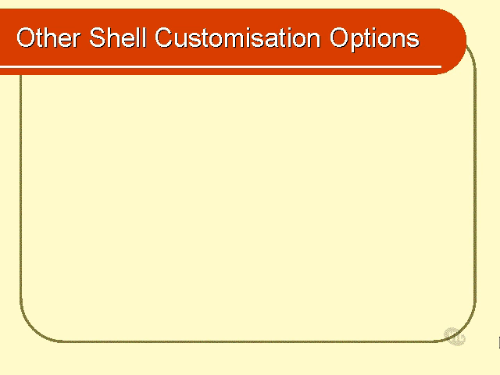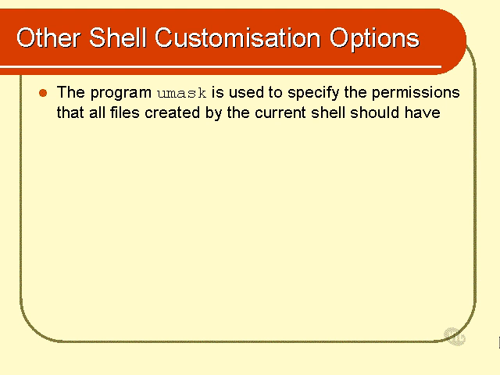This is the final module for the course. In this module, I'd just like to mention two other shell customization options that you have at your disposal. The first is called umask. A program called umask is used to specify the permissions that all files created by the shell should have.